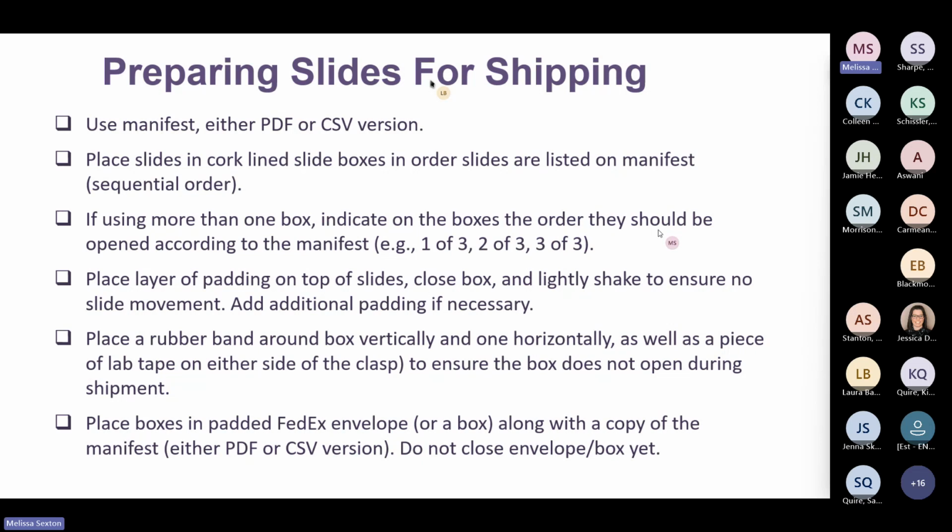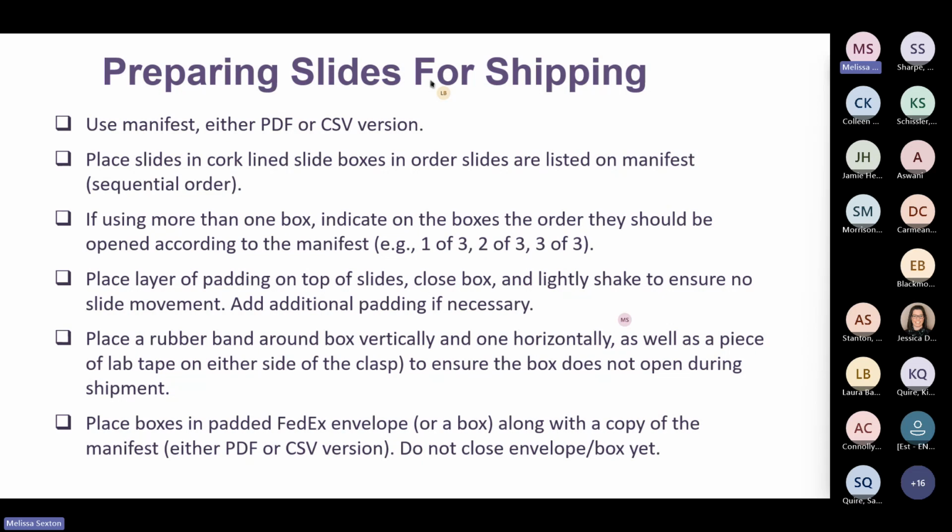If you're using more than one box, make sure to indicate on the boxes the order they should be opened according to the manifest. So do like 1 of 3, 2 of 3, 3 of 3. Place a layer of padding on top of the slides and close the box, and give it a very light shake, just to ensure that there's no slide movement. If you hear any movement, please add a little bit more padding until you don't hear any movement. This will help ensure the safe shipment of the slides. Then you can place a rubber band around the box, both vertically and horizontally, to help keep it closed, and use a piece of lab tape on either side of the clasp.